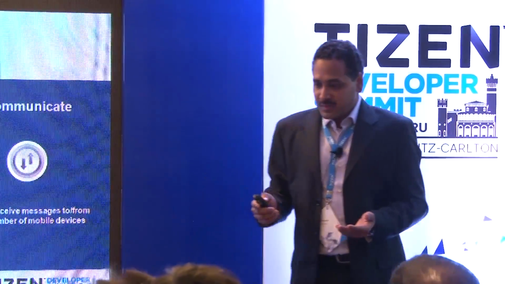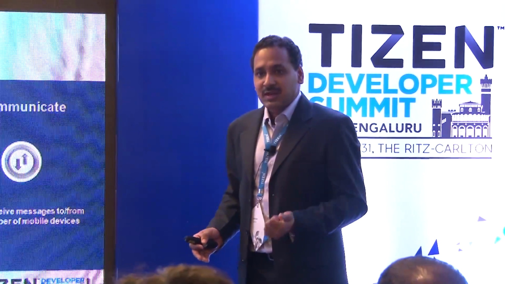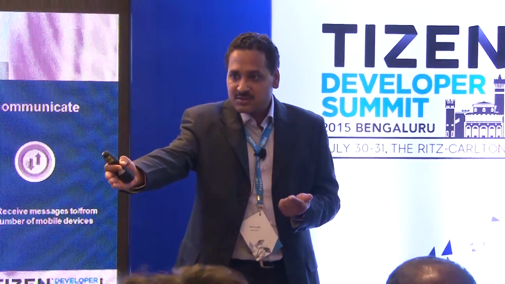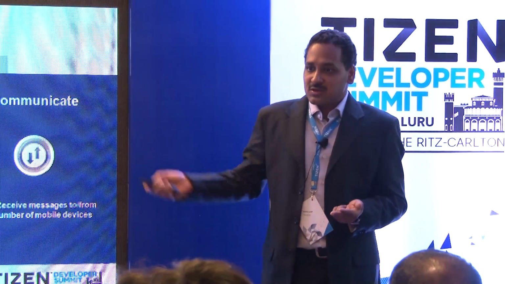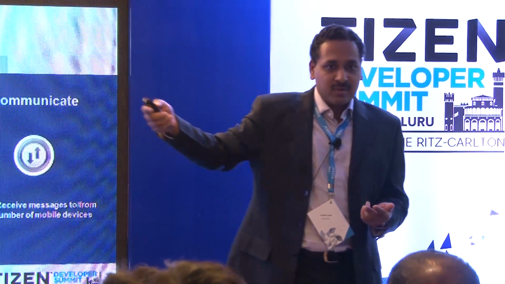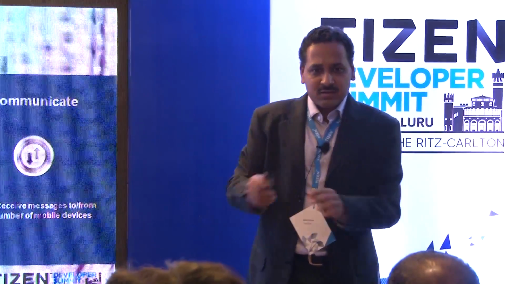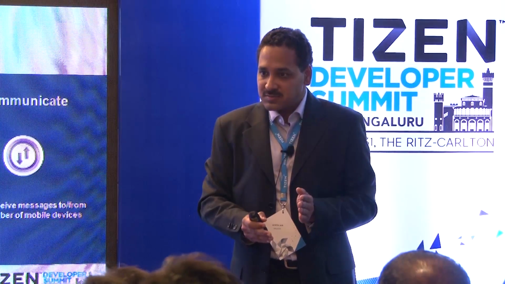Now let's see how this works. So very simple, 3 steps. Discover, that means your mobile application discovers the TV application. Launch means your mobile application launches the TV application. And finally, communicate. Both the applications communicate using messages and commands.